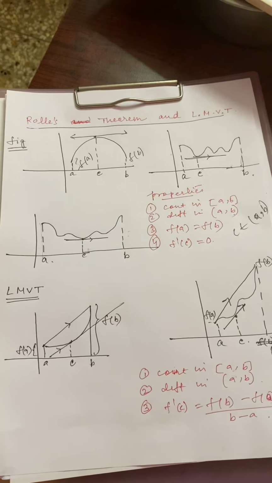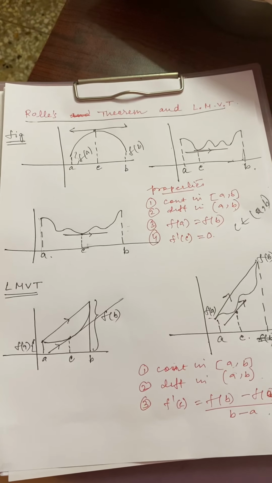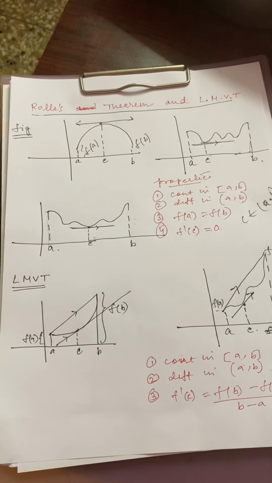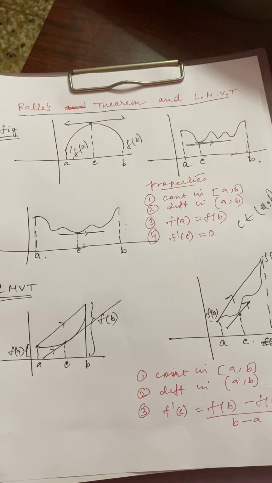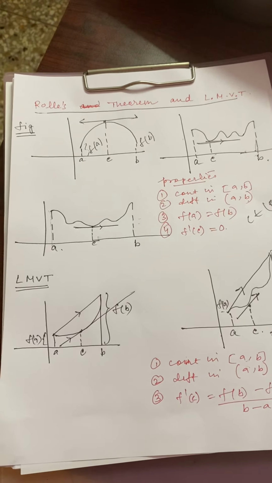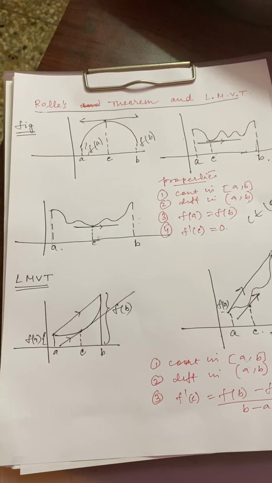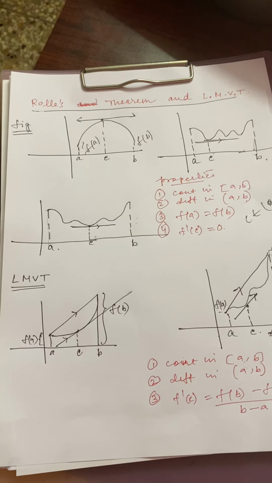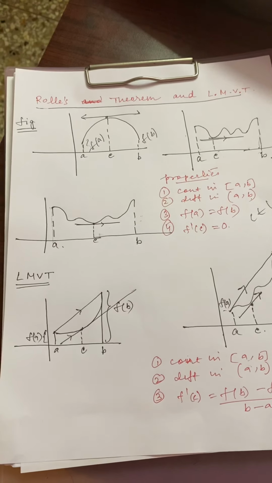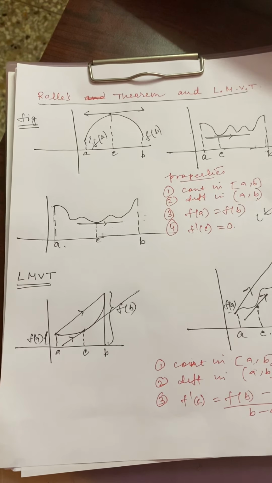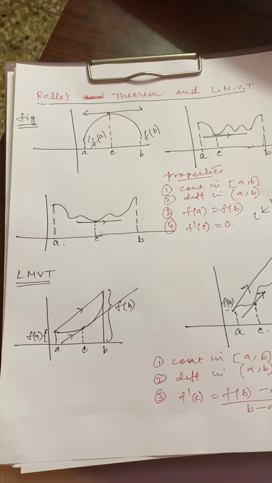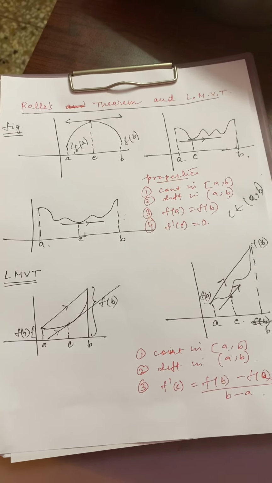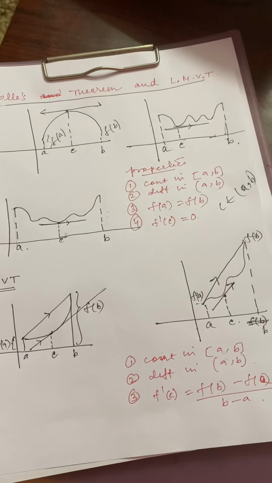The conditions are the function must be continuous in closed bracket a comma b, must be differentiable in open bracket a comma b, the extreme ordinates at the extreme points of its domain must be equal, and at any point that I have to find, suppose x equal to c, if I draw a tangent on the curve, it must be parallel to the x axis. So first let's take a sum on Rolle's theorem.